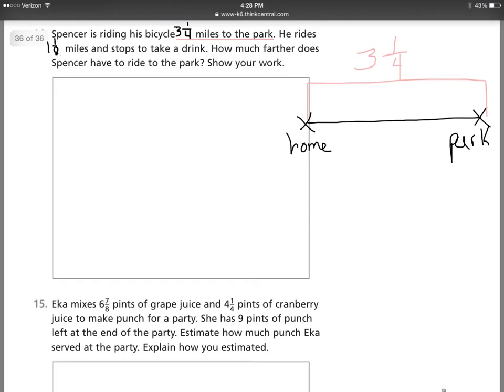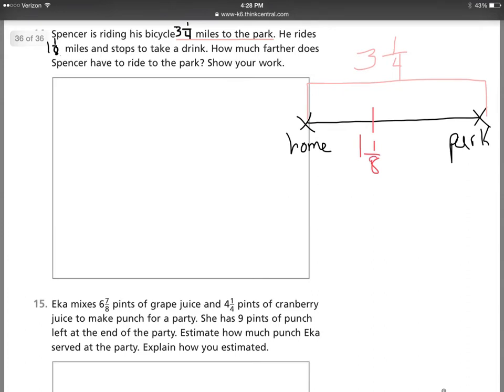So where I put this next line doesn't matter much, but it should kind of represent 1 1/8 mile. 1 1/8 mile isn't quite half of the distance, so I'm putting that line to represent not quite half, and that is 1 1/8 of a mile.